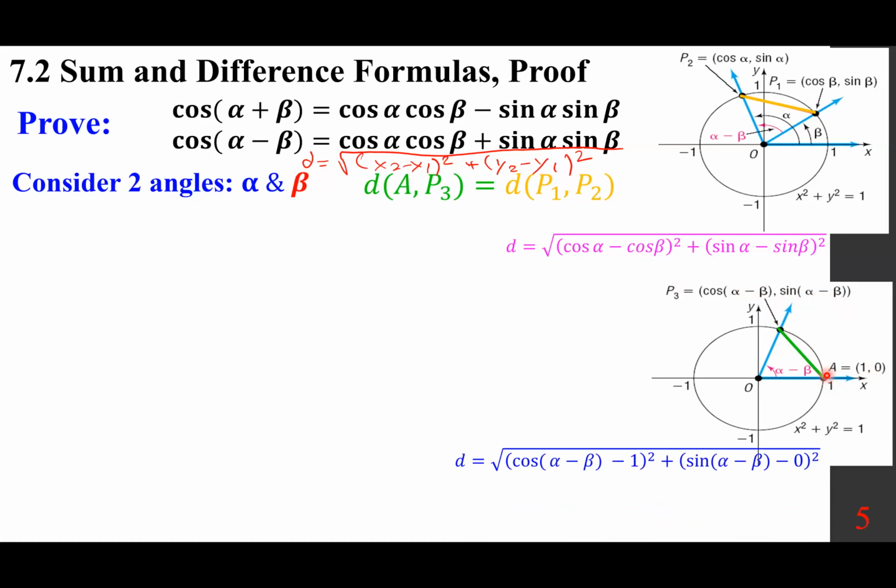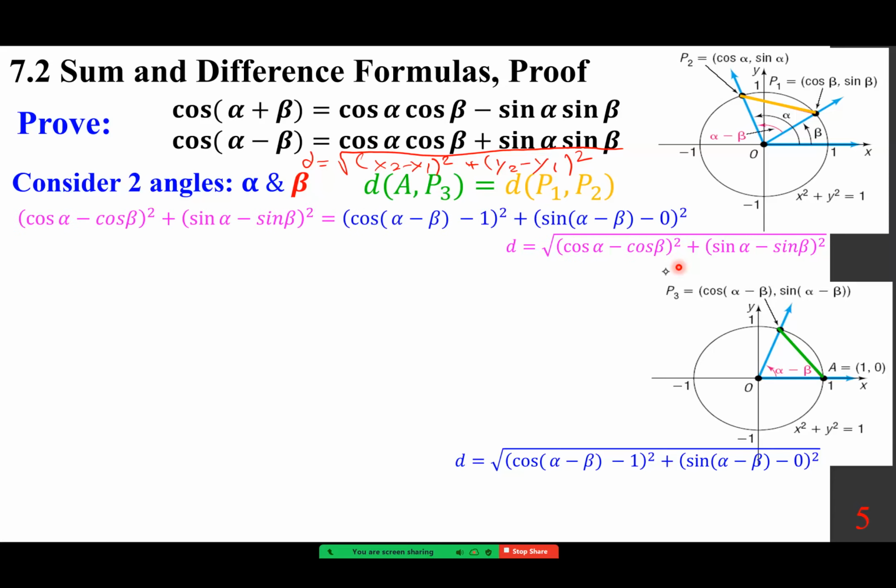Now let's set them equal. Of course, it's easier to take it out of the radical. In other words, square both sides. So what's inside here and what's inside here, they're identical. Now it's all about algebra, everybody. So we're going to square this.